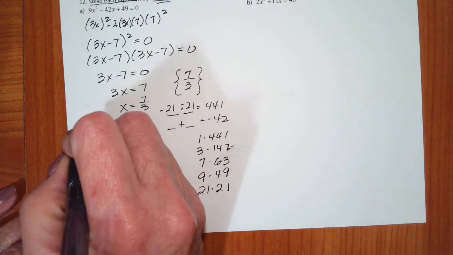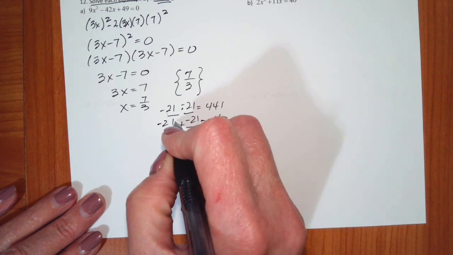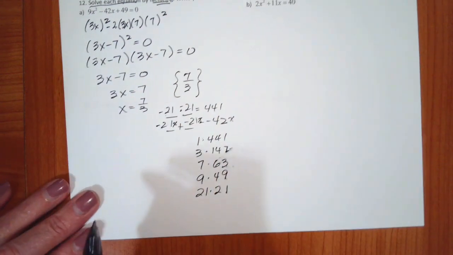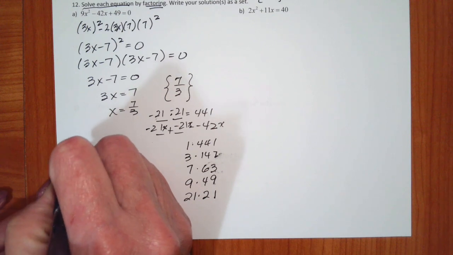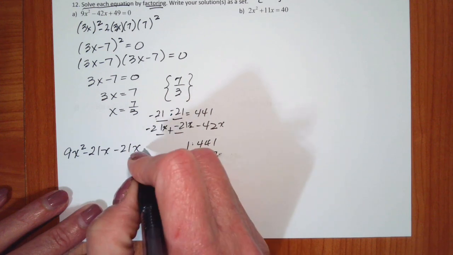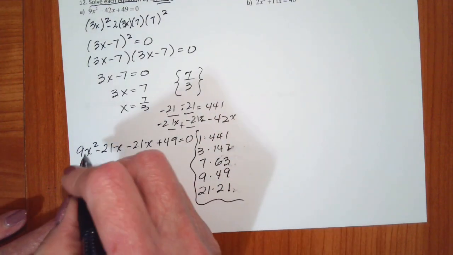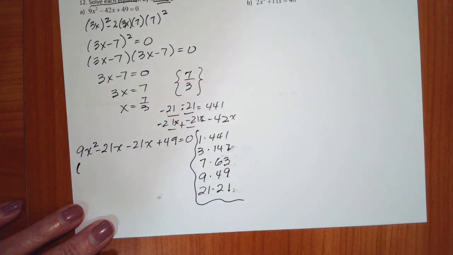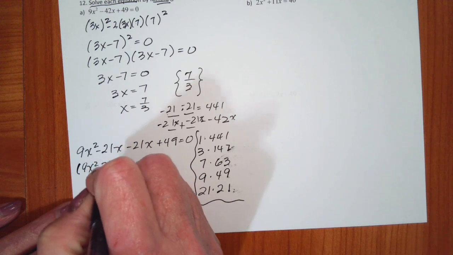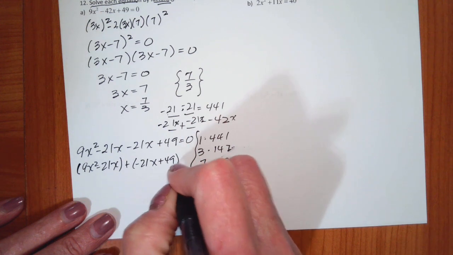Now the whole point of doing that is I know negative 21 plus negative 21 is negative 42, so negative 21x plus negative 21x is equal to negative 42x. So I can replace that middle term. So this becomes 9x squared minus 21x minus 21x plus 49 is equal to 0. So I'm going to group it in two different groups.